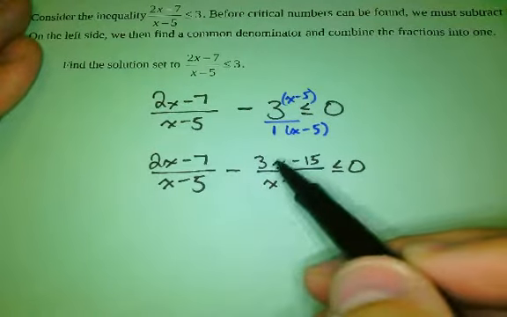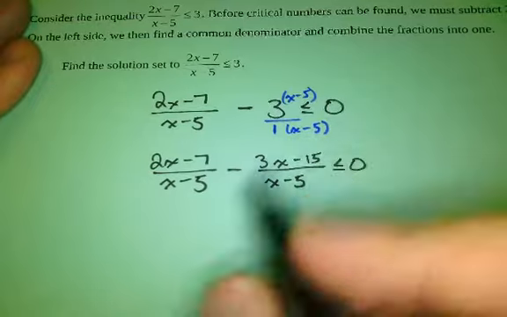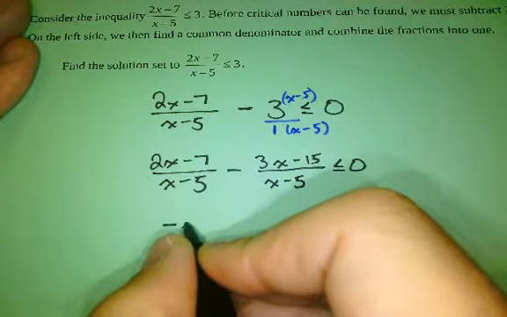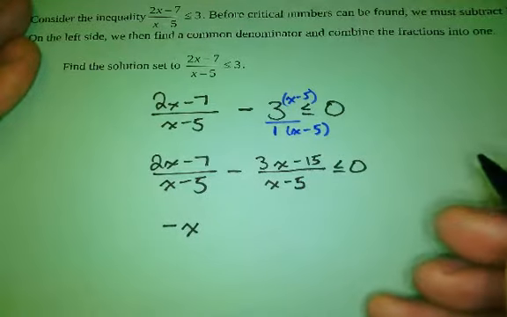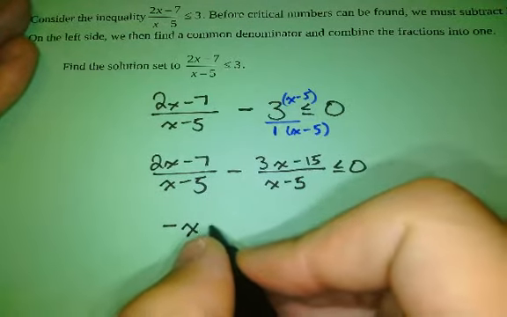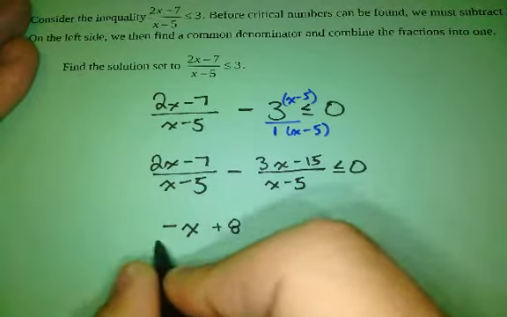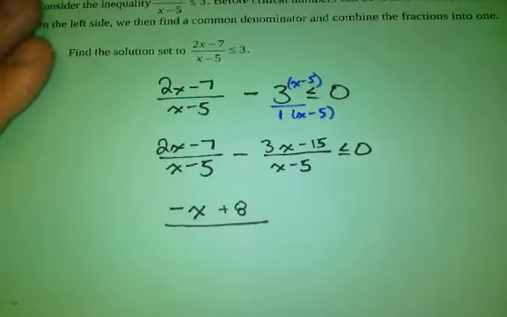So what's 2 minus 3x? Negative 1x. Can I just put a negative x? What's negative 7 minus negative 15? That's a plus 8. All over.